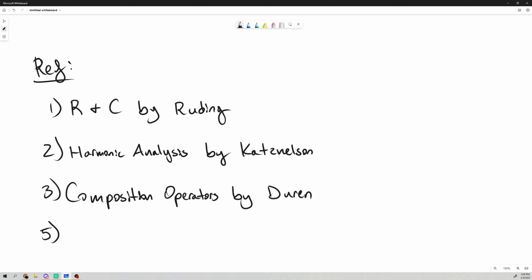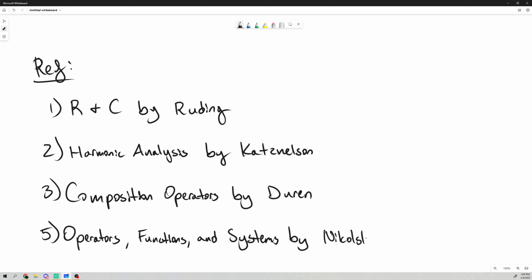And then specifically for the operator theory side of things, Hardy operator theory, this would be Operators, Functions, and Systems by Nikolski. These books all have exercises in them. Obviously, the first one does. These all have exercises in them. I'd encourage you to look through them.